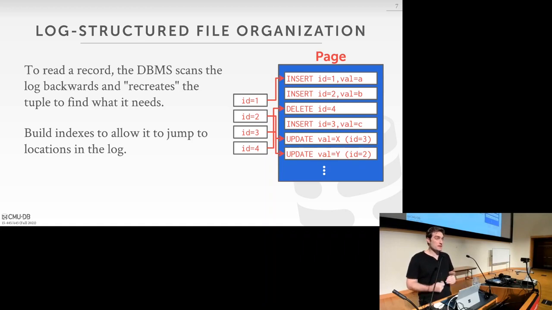So for example, if you're scanning backwards, as soon as you hit the insert, you know that you're done. You don't have to scan any further backwards. Whereas if you're scanning forwards, you would have to scan all the way to the end of the file because you don't know if there are any other changes or update log records that are coming in the future.